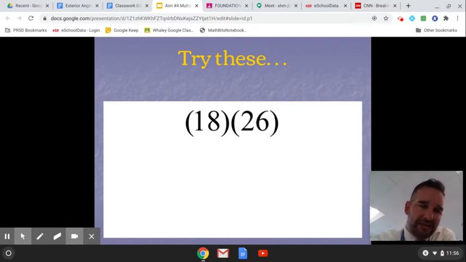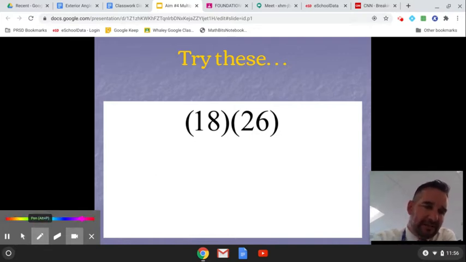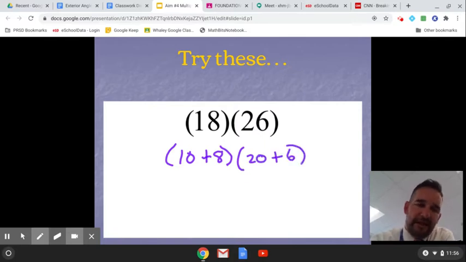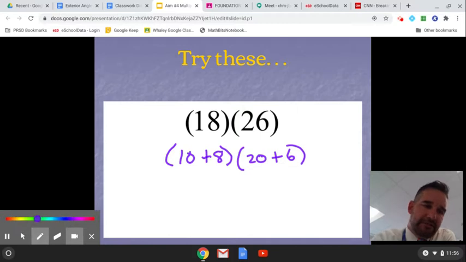10 plus 8. That probably would be the easiest way to do it. Always working in tens is because multiplying by 10 is easy. Then 26. So 20 plus 6. Then I just simply double distribute.